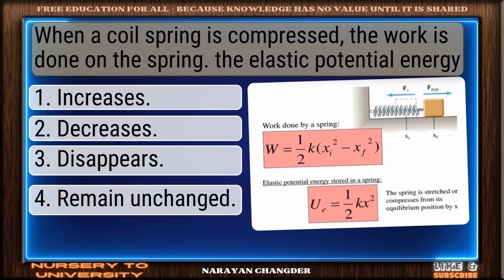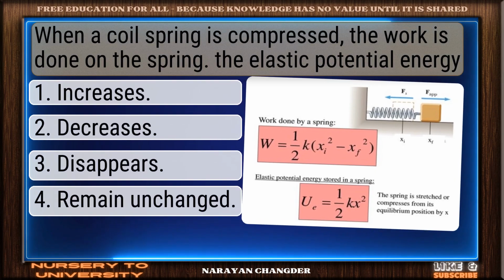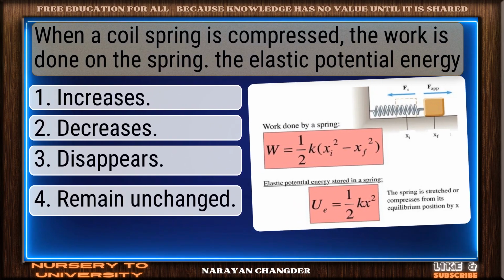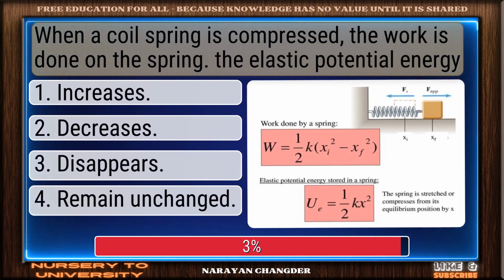Question number 30. When a coil spring is compressed, the work is done on the spring. The elastic potential energy.